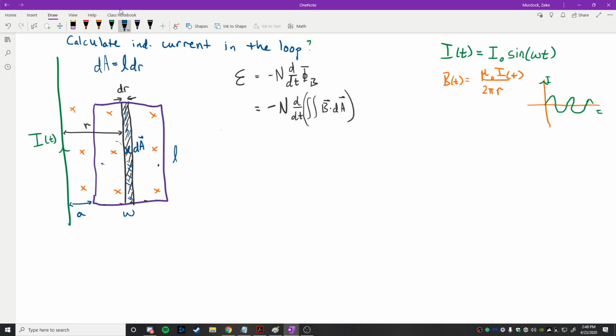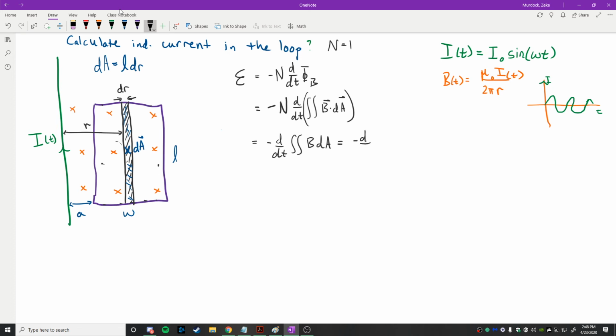So now that's our area vector, and we're going to say that the area vector points in the same direction as the magnetic field. When we finish this calculation, we're going to say N equal to 1. You can have more loops if you want to, but it doesn't really matter. So it's going to be negative d/dt of the surface integral of B dA. But we know what those things are now, so we can plug them in.